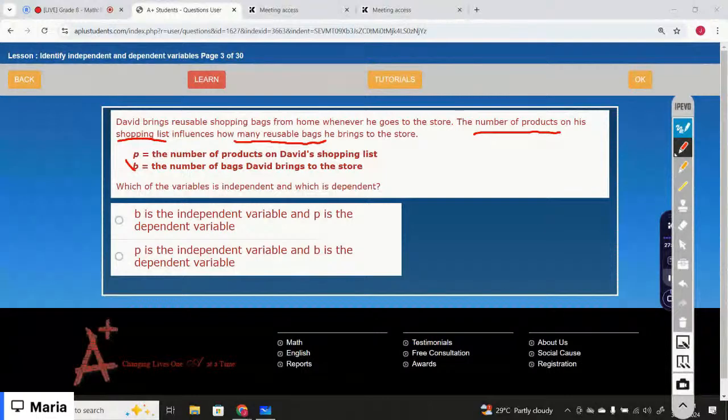So P is the independent variable and B is the dependent variable. P is the number of products and B is the number of bags. Bags are dependent on the products. The more products he has, the more bags he needs. So bags are dependent on the products. P is independent, products are independent, and B is the dependent variable.